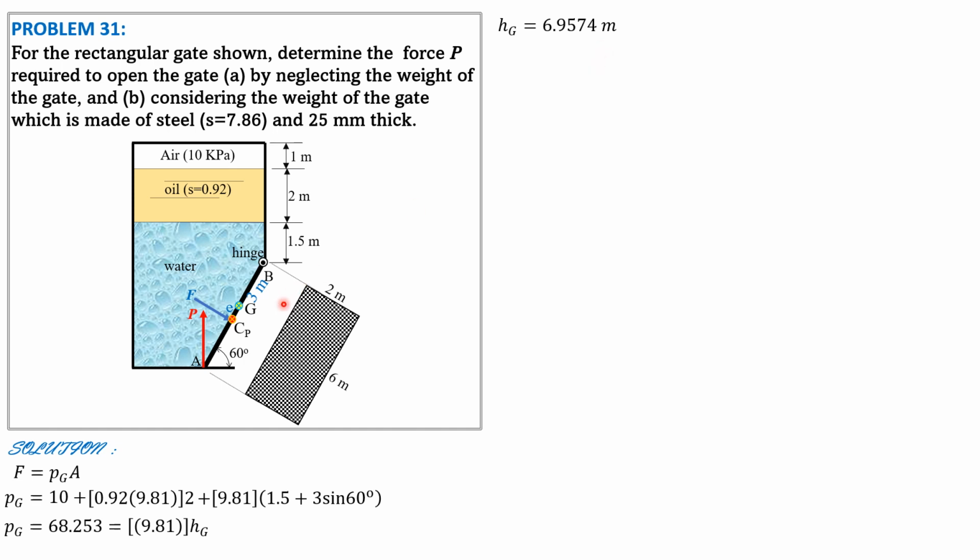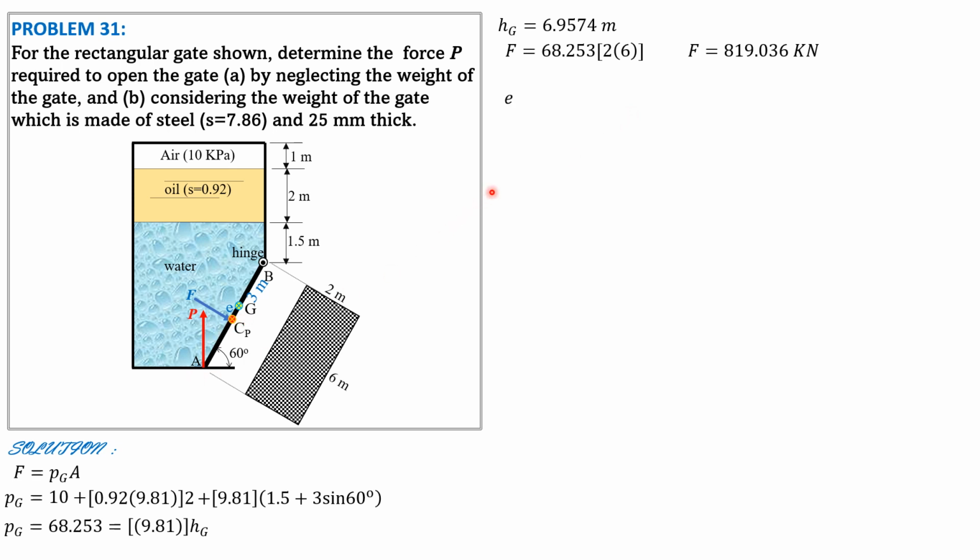The vertical distance from G to the point where the system is replaced by pure water, at the water surface where it is exposed to zero pressure. So having found this, we can now solve for F. Pressure at the centroid, 68.253, times area. So 68.253 times 2 times 6, area of the rectangular plate. So F is 819.036 kilonewtons.